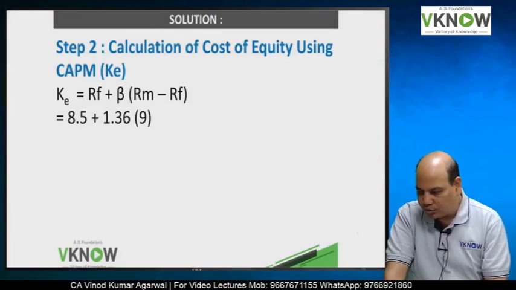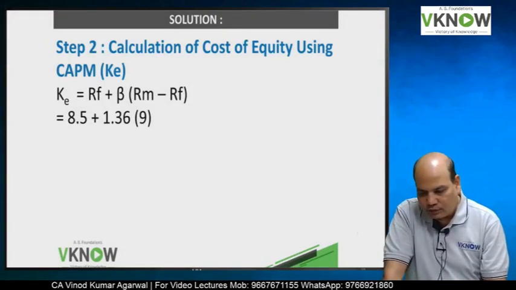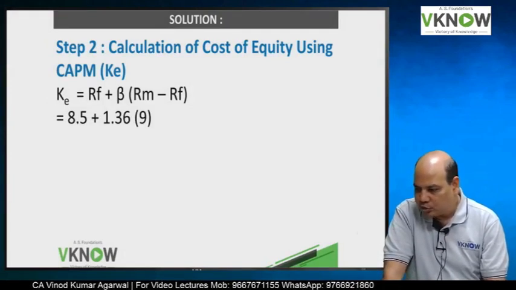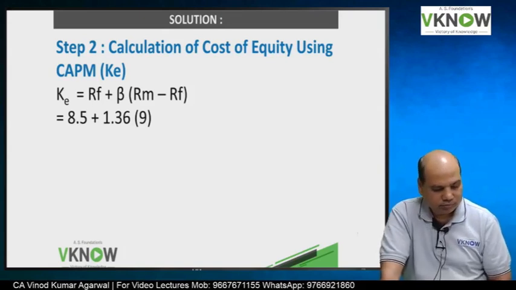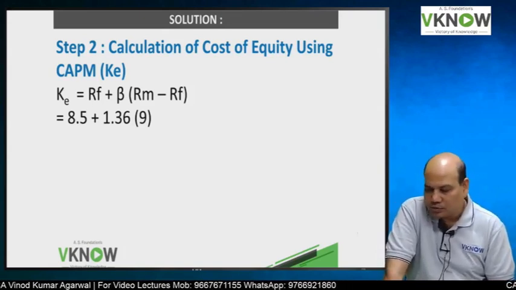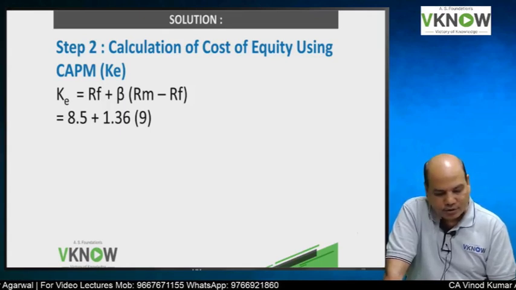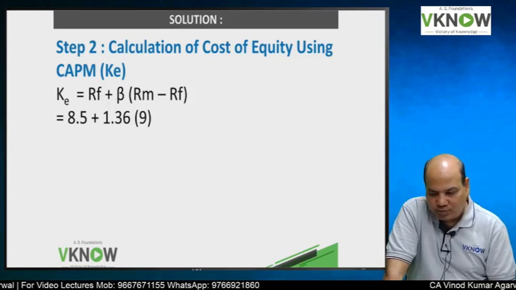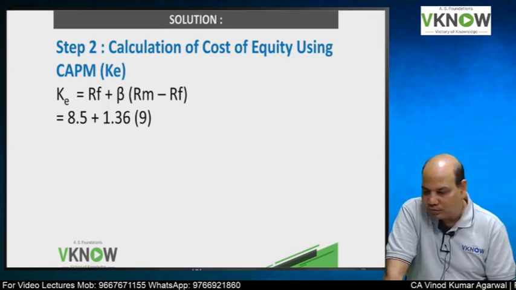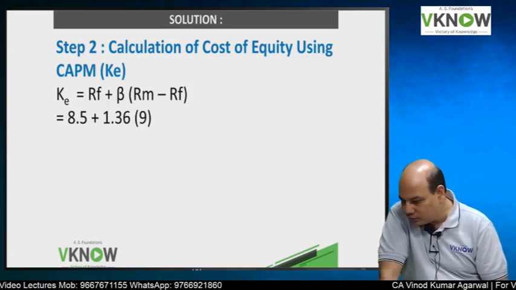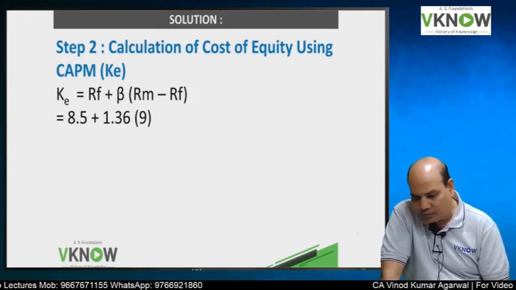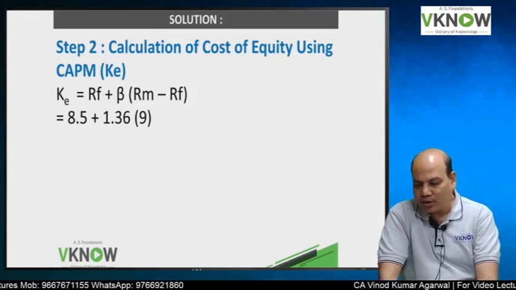Now write down step 2. Calculation of cost of equity using CAPM. KE is equal to RF plus beta into RM minus RF.